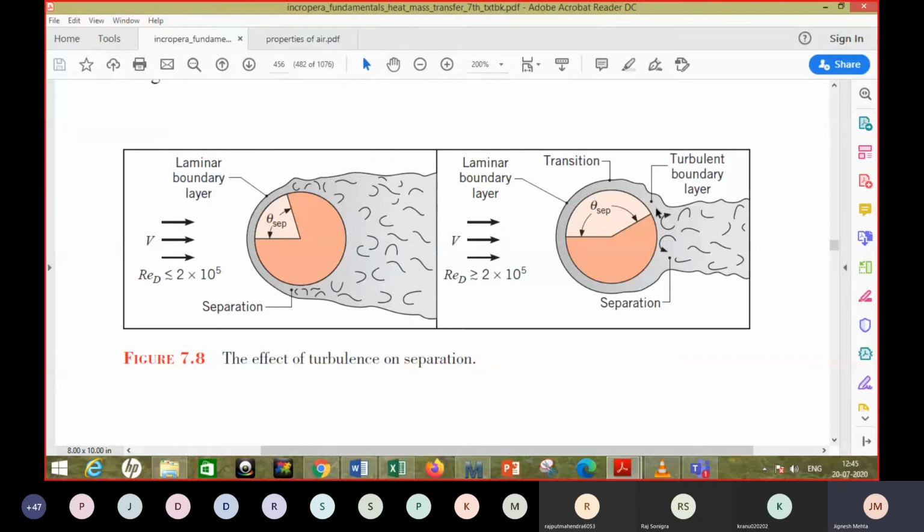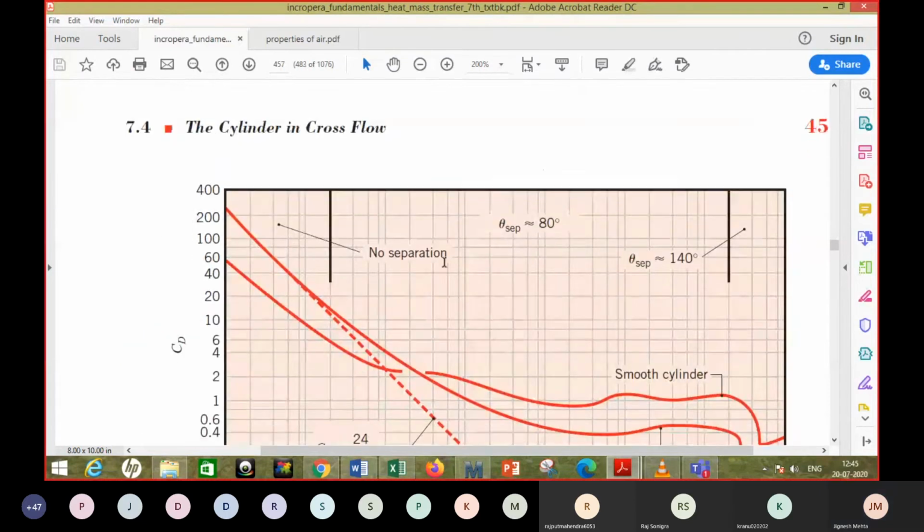There is no separation, but you can see the distinct separation taking place around 40 degrees before this 180 degree line. So theta separation is around 180 degrees when the flow velocities are high.